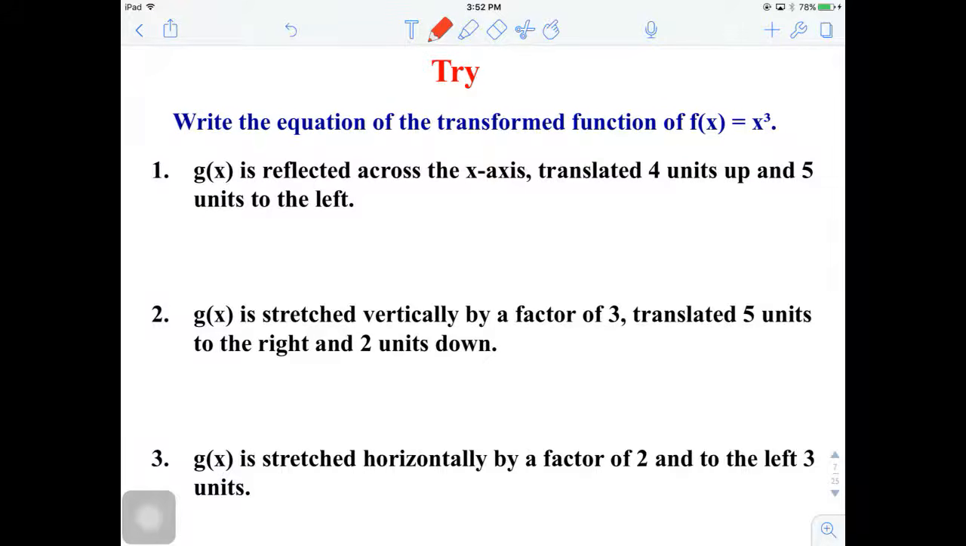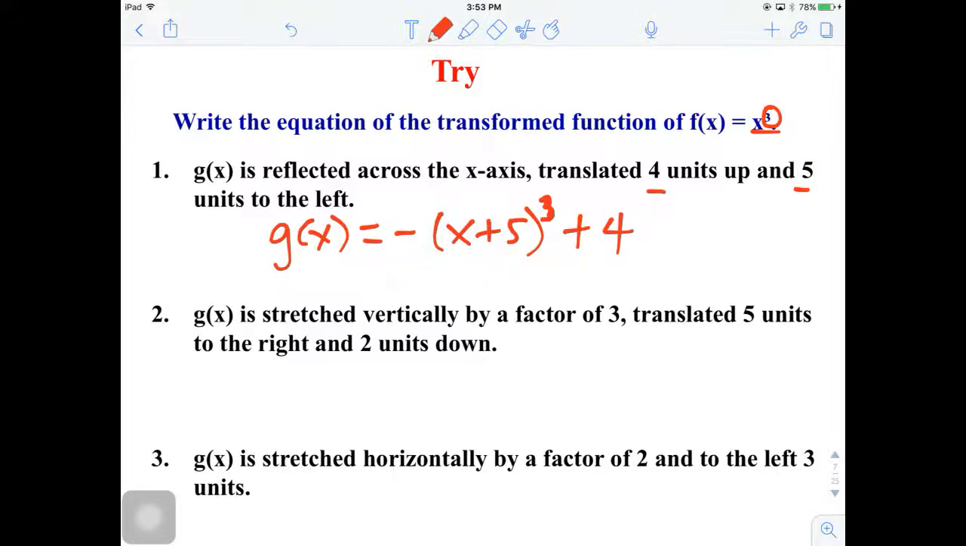Write the equation of the transformation function from the parent function. So we're going to call the new function g of x, and we're going to write the equation according to the transformation. It says that it's reflected across the axis. Well, we know that to be reflected across the axis, there will be a negative in front. And then it says translate it 4 units up and 5 units to the left. So to the left means we're going to actually have x plus 5. Remember, the parent function is cubed, so we're going to have the cube right there. And then going 4 units up, that means it's going to be a plus 4. And that would be the g of x with the transformations described.